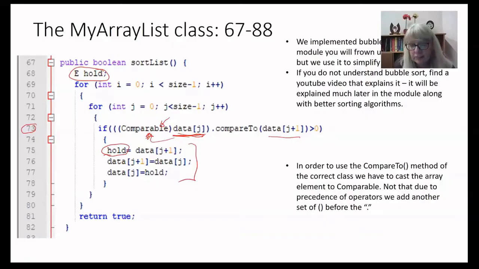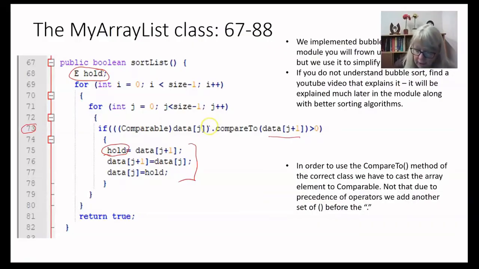Now there's a catch. You have done it last semester. You need this bracket and that bracket to indicate precedence of operation. We first do the casting before we access the method. If you don't have that bracket, you get a very weird error, and I couldn't connect the error to this problem.